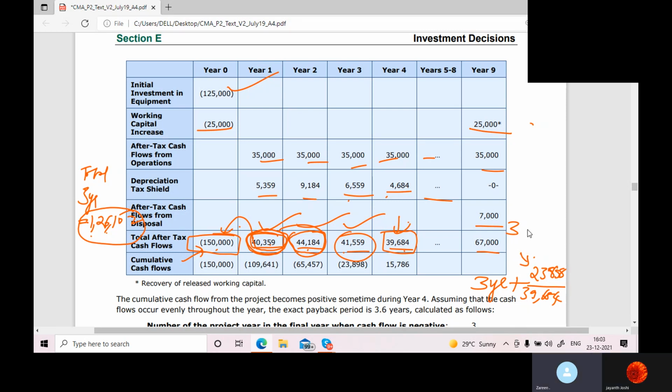It's 0.6022. So that is 3 years, 6 months that I am taking to approximately recover my entire 1,50,000 from this project. Okay, please calculate. I'll give you 5 minutes.